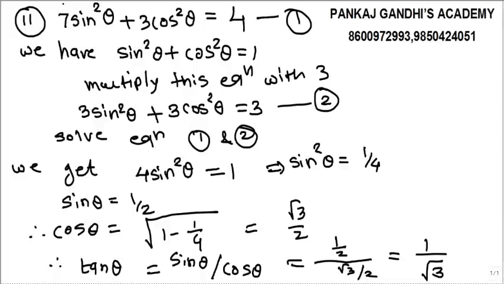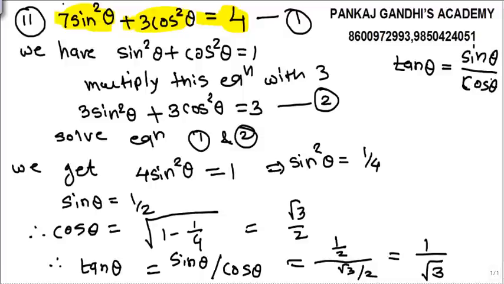Question number 11. Here the value of this expression is given: 7 sin square theta plus 3 cos square theta is equal to 4, and we have to find the value of tan theta. So how can we find the value of tan theta? The only way is that if I know the value of sin theta and cos theta, I can find the value of tan theta, because tan theta is equal to sin theta upon cos theta. So we will solve this expression for the values of sin theta and cos theta. But only one equation is given, and here two unknowns are there, sin theta and cos theta. So if I have two unknowns, I must have two equations.